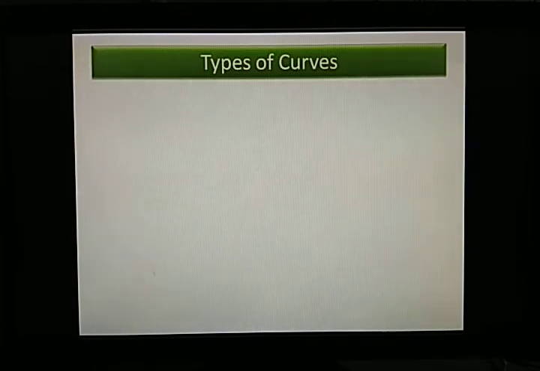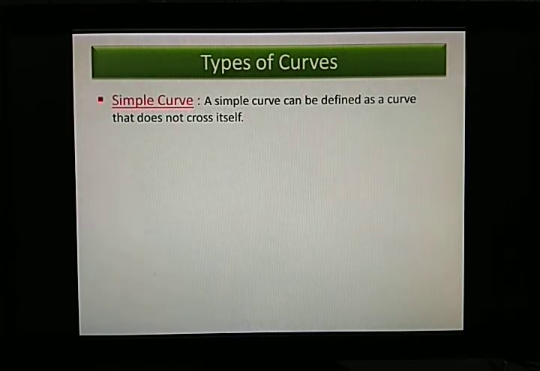Now moving on, the types of curve. So definitely there are different types of curve. Already we have seen some in the earlier slide, a while ago. So the first type of curve is a simple curve. The name is simple, but it's not that simple. You can see here, a simple curve can be defined as a curve that does not cross itself.